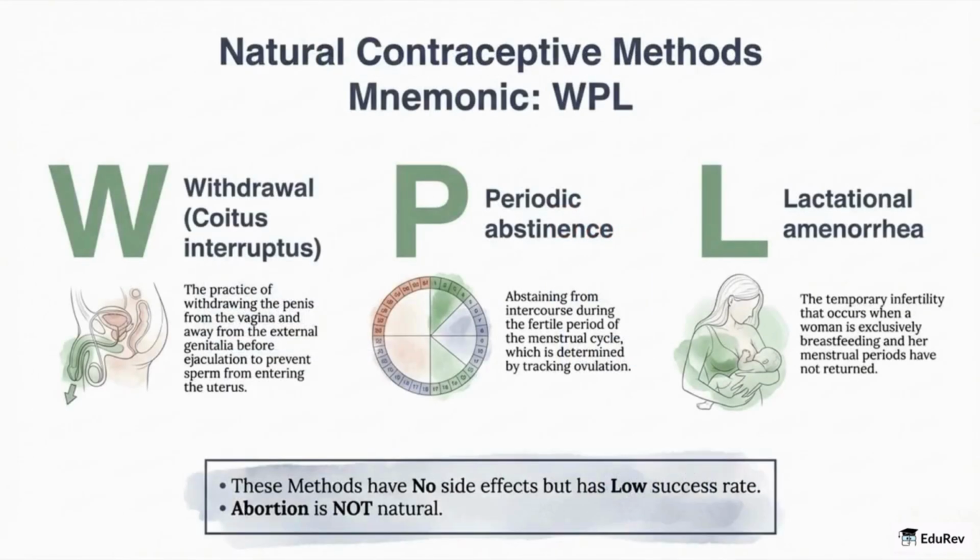For natural methods, use WPL to recall withdrawal, periodic abstinence, and lactational amenorrhea. Periodic abstinence means avoiding intercourse during the fertile window found by tracking ovulation. Withdrawal is pulling out before ejaculation. Lactational amenorrhea gives temporary infertility when a woman is exclusively breastfeeding and her periods have not returned. These methods typically have no medical side effects but offer lower reliability. And remember that abortion is not a natural contraceptive method.